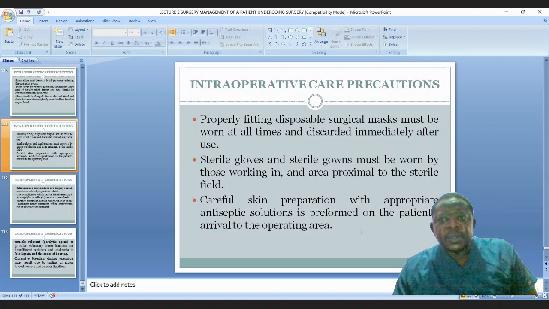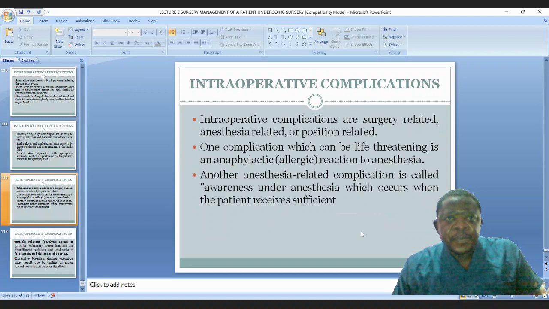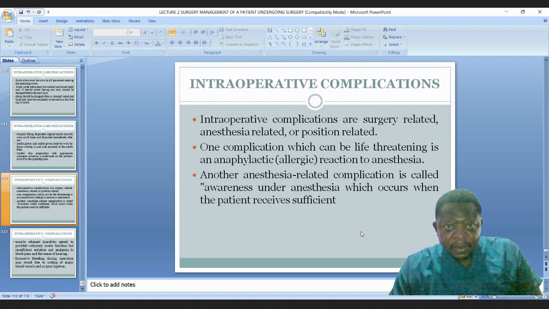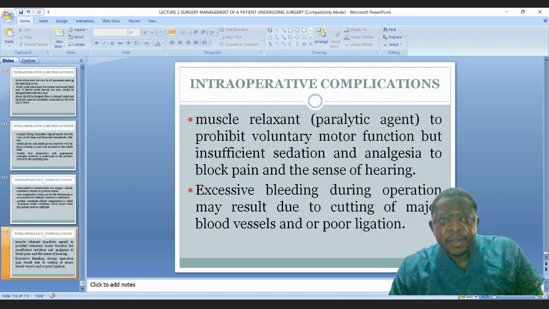Intraoperative complications, that is complications related to surgery, anesthesia, or position, should be avoided at all costs. One complication which can be life-threatening is an anaphylactic reaction to anesthesia. Another anesthesia-related complication is called awareness under anesthesia, which occurs when the patient receives sufficient muscle relaxant to prohibit voluntary motor function, but insufficient sedation and anesthesia to block pain and sense of hearing. Excessive bleeding during operation may result from cutting of major blood vessels or poor ligation, and this may also be a complication in the intraoperative phase.